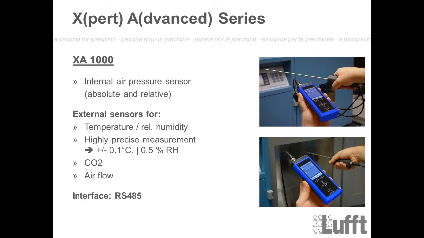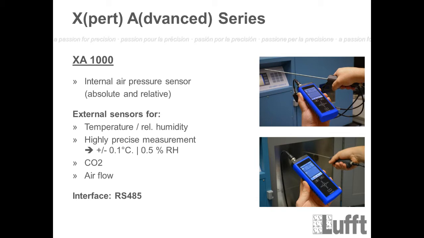Then we go to the sensors. The XA1000 has an internal air pressure sensor which is built in on the main board, and with this sensor we can measure the absolute and the relative air pressure. If you want to measure the relative air pressure, you have to insert the height where you normally will start to measure.